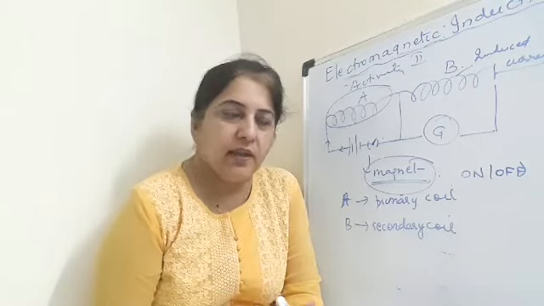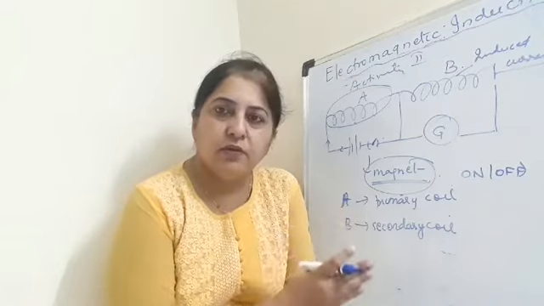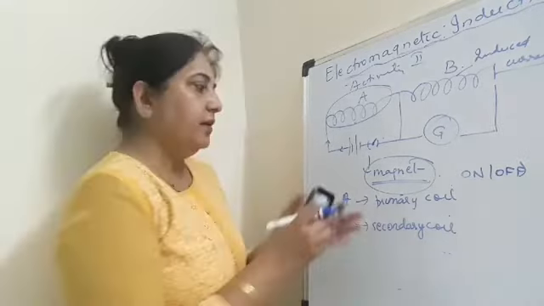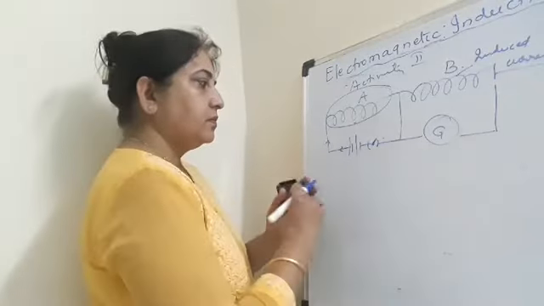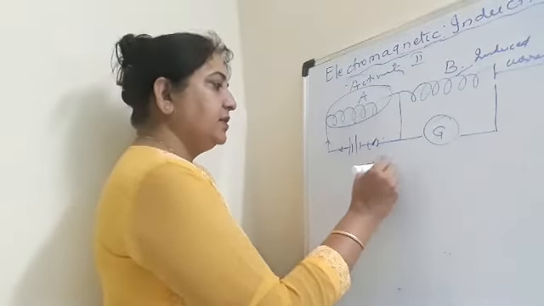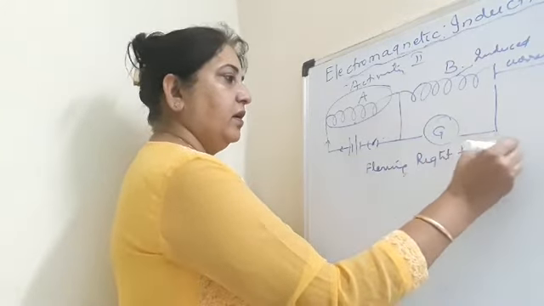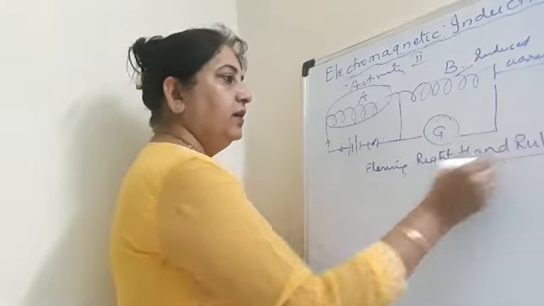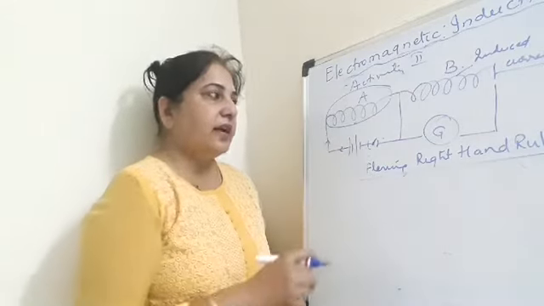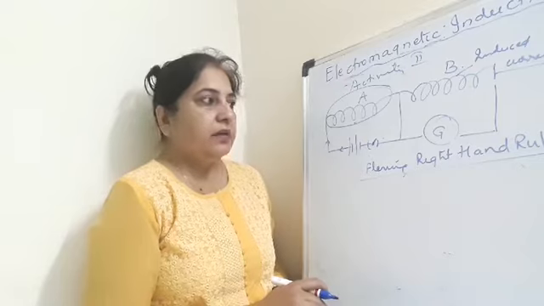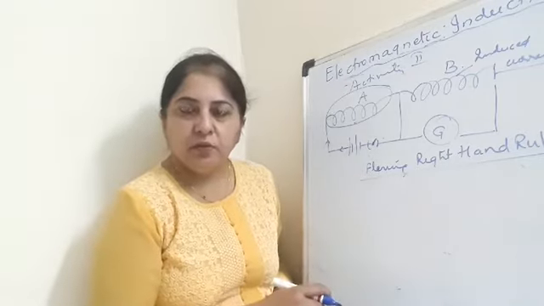And we also studied that we can find the direction of the current flowing in the coil by which rule? By Fleming's right hand rule. Okay, so you will study this, you will write this activity in your notebook for your practice, and if you have any doubts, you can ask me.